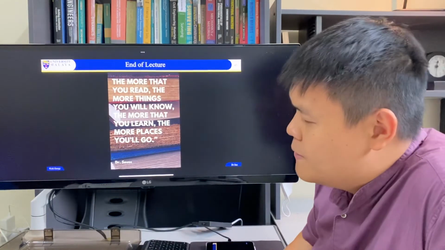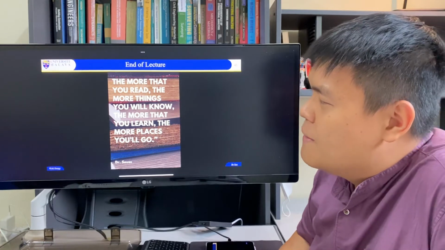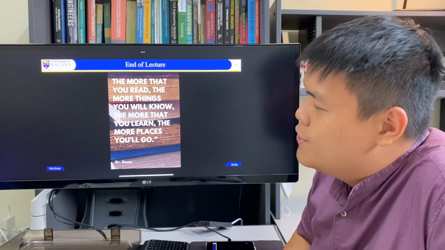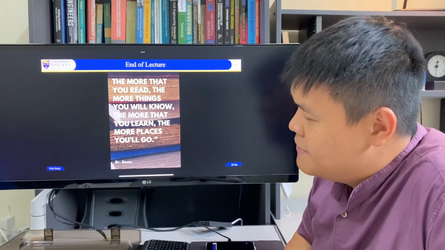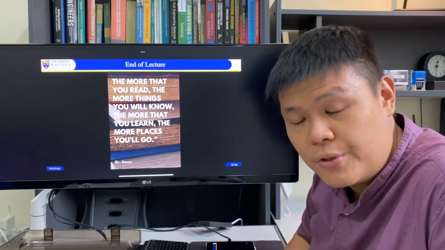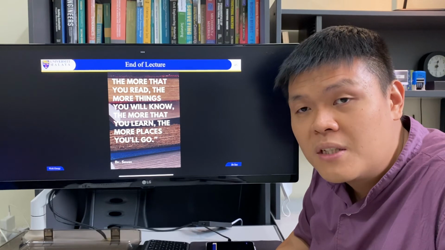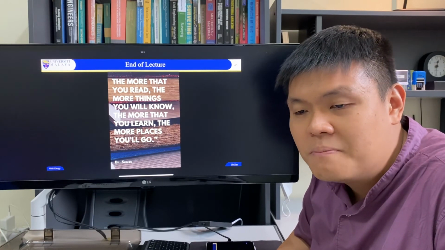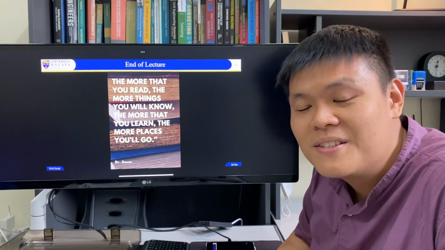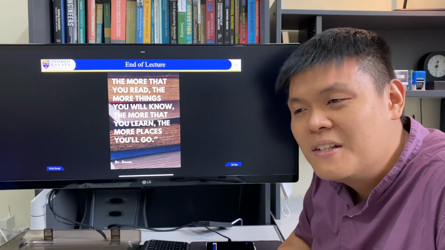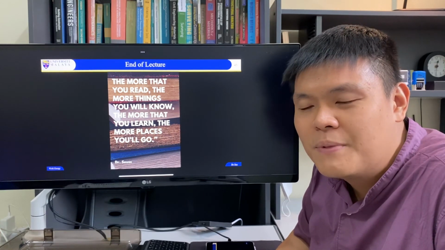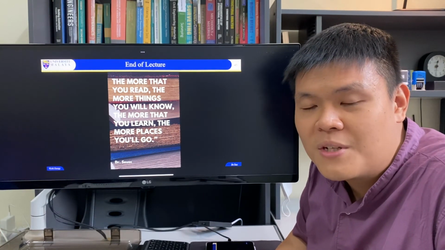And I like this quote from Dr. Seuss: the more you read, the more things you will know. The more that you learn, the more places you will go. So try to read a lot. It doesn't really matter what you read, but try to read some books, magazines, articles. Just read, but try not to stuff too much junk.